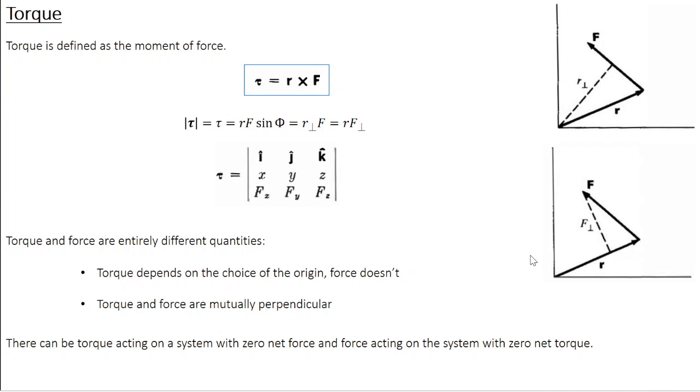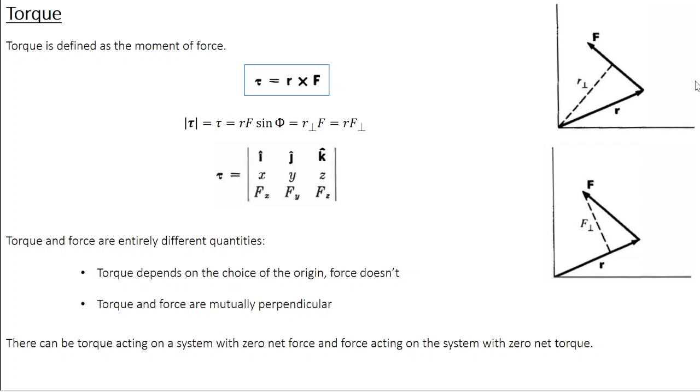In the last class, I introduced the concept of angular momentum, which was defined as the moment of linear momentum. In today's class, let's get familiarized with another important parameter that characterizes angular motion. This is known as torque, which is defined as the moment of linear force.